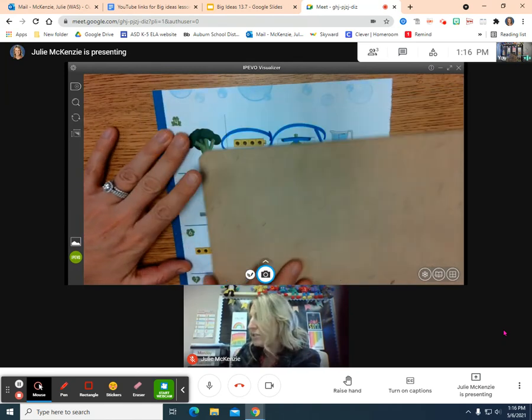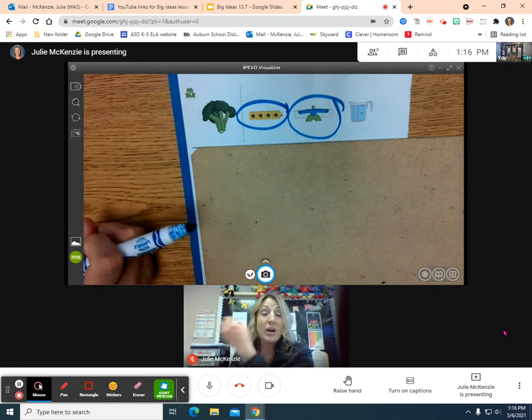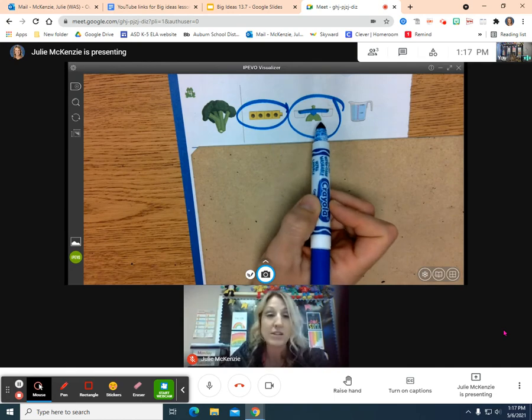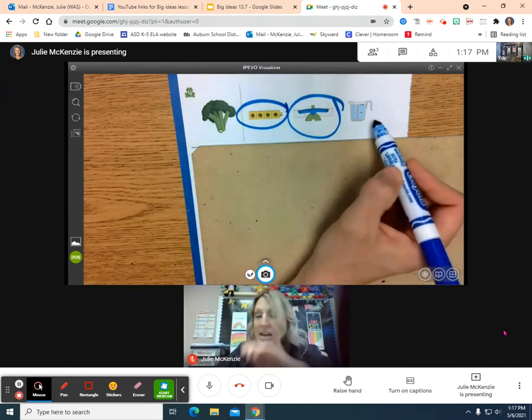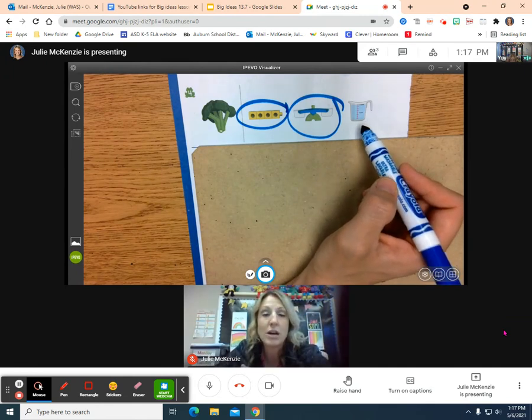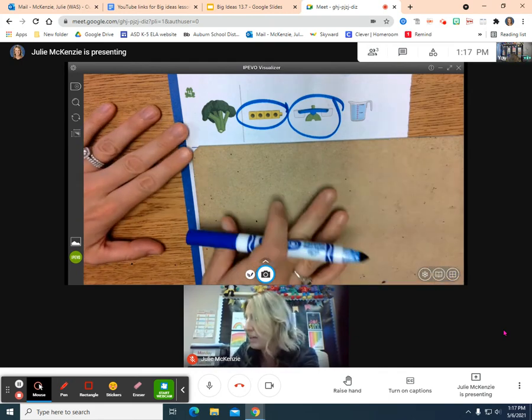All right, did you circle the same answers as me? We could see how long or how tall the broccoli is. That's this one. We could measure how much the broccoli weighs. That's this one. But we cannot measure the capacity. We can't see how much the broccoli holds of anything. The broccoli is not a container that holds anything.